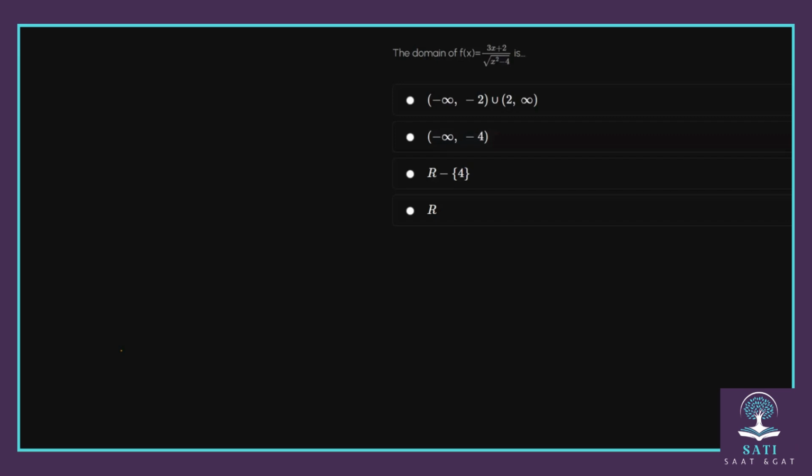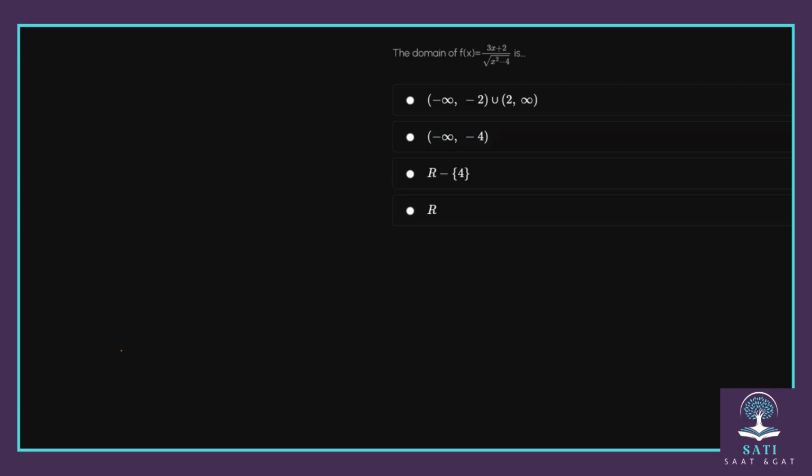The domain of f of x equals (3x plus 2) over the square root of x squared minus 4. The numerator, as you see, is a polynomial, so that means it's all real numbers, so I don't care about it. So what I care about is the denominator. Now, the denominator, as you see, is a square root.